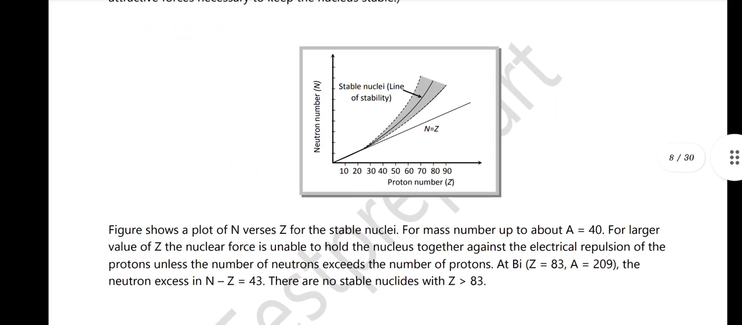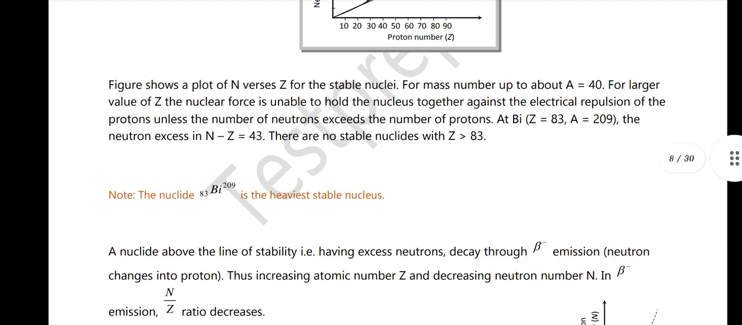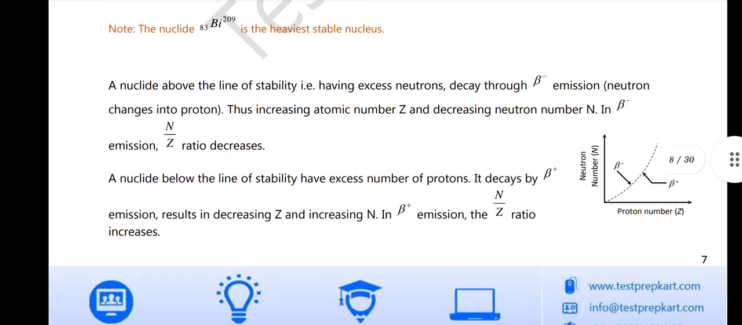The figure given here shows N versus Z for the stable nuclei, that is the number of neutrons against the proton number. For A equal to 40, this is a small example. I think it is not necessary for you.